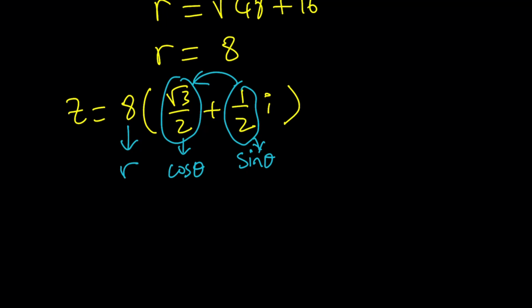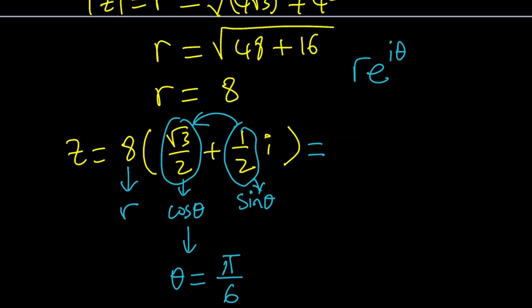So now here's the cool part. Once you find theta, you can write this as r times e to the power i theta. This is the most compact form, and thanks to Euler, this is an awesome, amazing formula. But what is theta? Think about it. Cosine theta is root 3 over 2 and sine theta is 1/2. If you know your special triangles, you'll say, hey, theta is 30 degrees or pi over 6 radians. It's unique. So we can write this as 8 times e to the power i times pi over 6. So that's our z in polar form, a very compact form indeed.